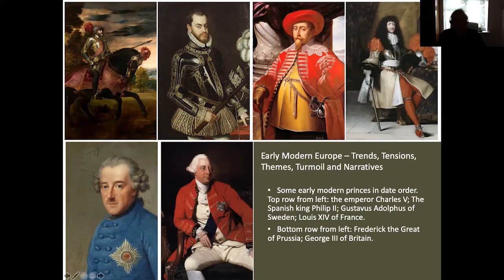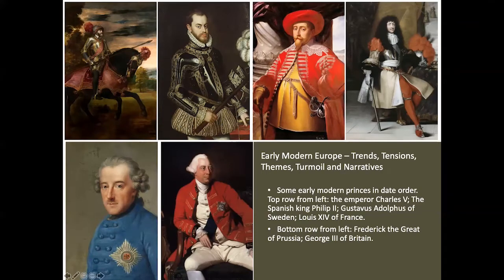But as you can see, I put them in sort of loosely chronological order, but the top left is Charles V, the Holy Roman Emperor. Then next to him in black armor is his son, Philip II. Then you can see Gustavus Adolphus of Sweden, who was a prominent Swedish military leader in the early 17th century, actually killed at the Battle of Lutzen in 1632.